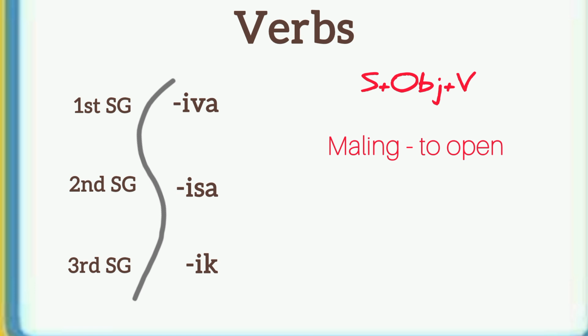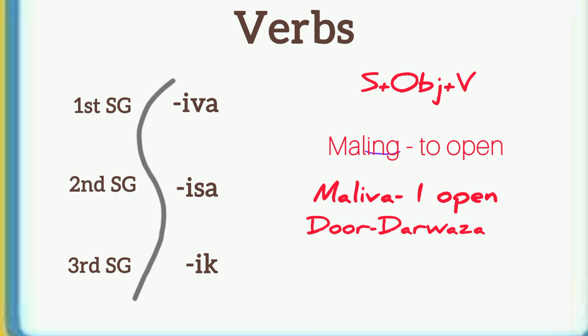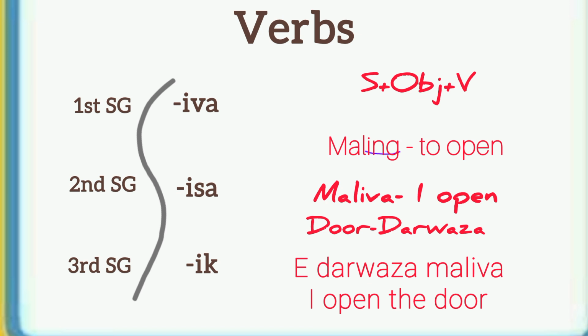So now you can easily create a sentence from mulling for the first person singular. As we have discussed, drop ing from the ending part of the word and add iva, so from mulling to maleva. Maleva means I open. If we add subject, object and verb, we add the subject first, then the object, then the verb. I'm giving you an object here: door. When you create a sentence from this, you will say e darwaza maleva. Darwaza means door; e here is the subject, darwaza the object, and maleva is a verb agreeing with the subject, as you can see in the ending part of the verb from mulling to maleva.